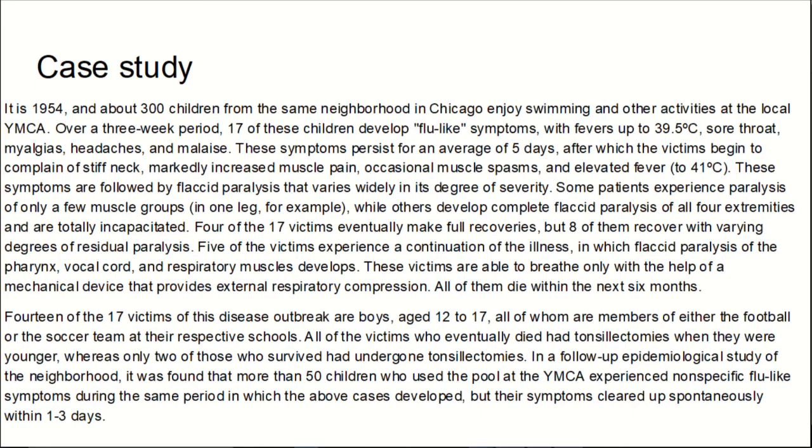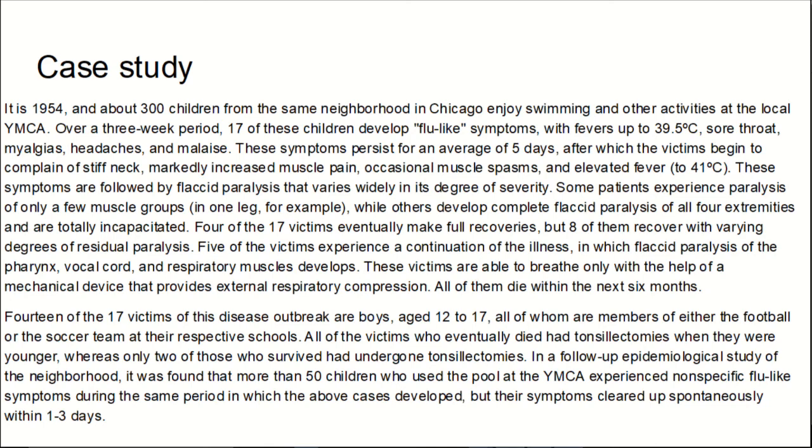These symptoms persist for an average of 5 days, after which the victims begin to complain of stiff neck, markedly increased muscle pain, occasional muscle spasms, and elevated fever. These symptoms are followed by flaccid paralysis that varies widely in its degree of severity. Some patients experience paralysis of only a few muscle groups and one leg, for example, while others develop complete paralysis of all four extremities and are totally incapacitated.